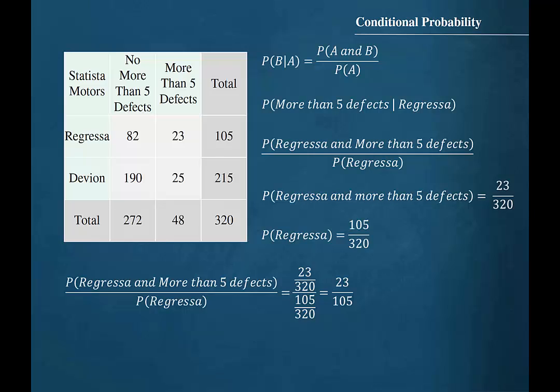This probability can also be derived straight from the table. This conditional probability notation says that we should find the probability that the vehicle would have more than 5 defects given it is a Regressa model. This tells us that we should be selecting only the vehicles that appear in the Regressa row in the table. There are a total of 105 vehicles in this category. 23 of that 105 have more than 5 defects. This is consistent with the results obtained using the formula.